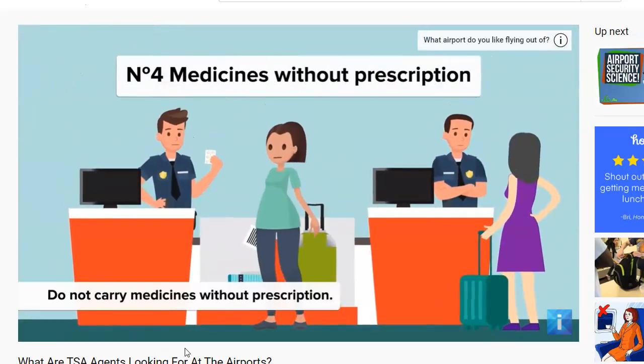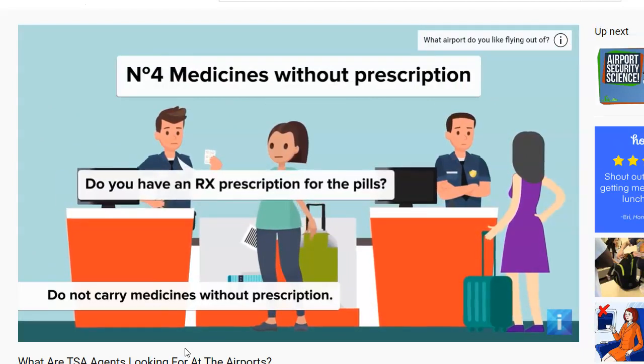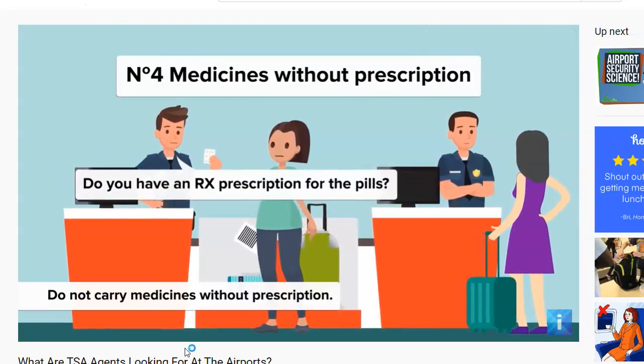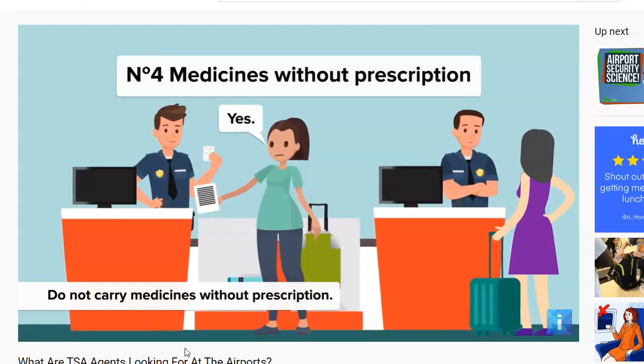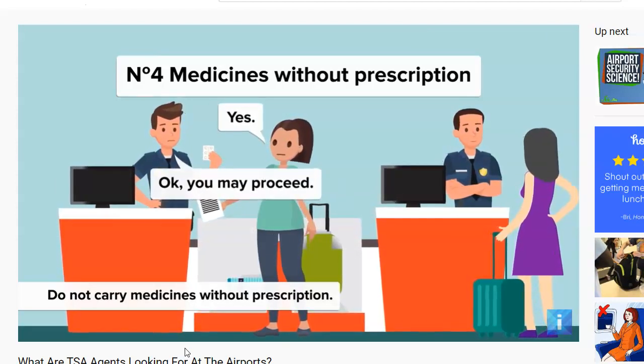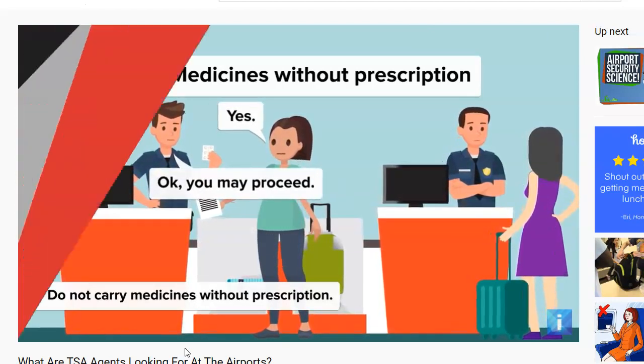Number 4, medicines without prescription. Laws on drugs and medicine differ from state to state, so to avoid any confusion, make sure all medicines are accompanied by an RX prescription. Also, make sure that your prescriptions at your point of departure are legal at your destination.